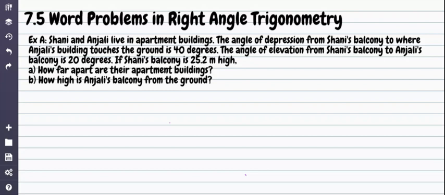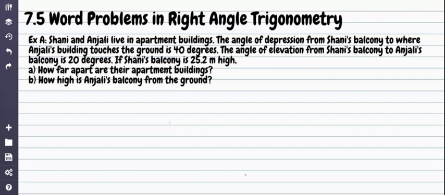This is 7.5 Word Problems in Right Angle Trigonometry. And of course, by right angles, I mean a right angle triangle. So we can use sine, cos, and tan. We can also use Pythagorean theorem to solve our questions. So let's just jump right in.